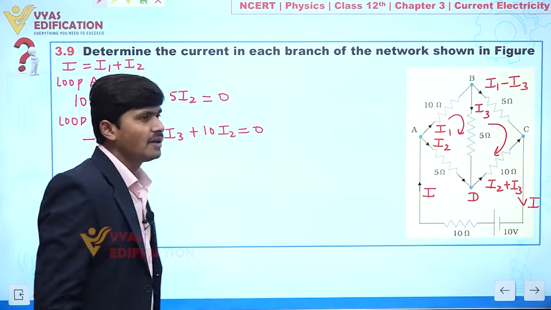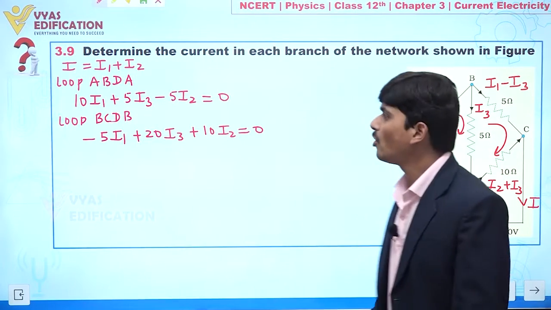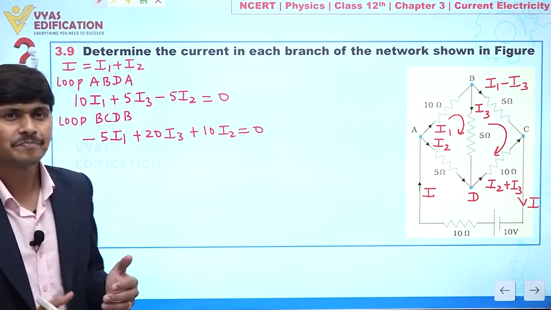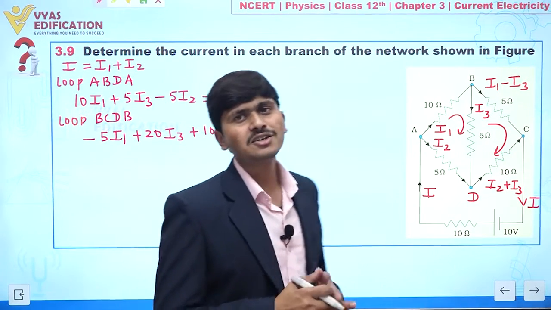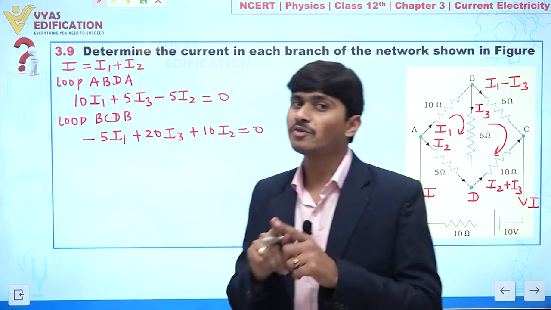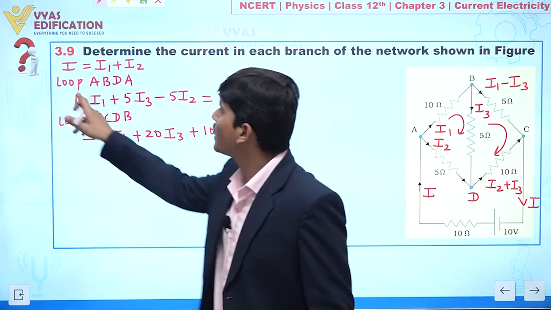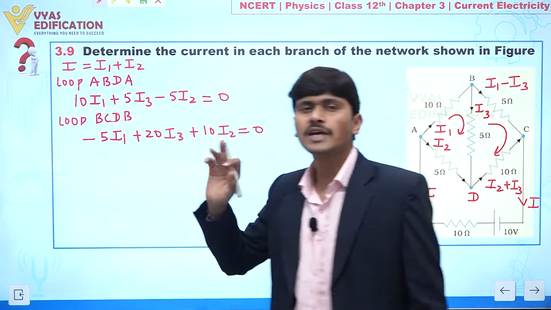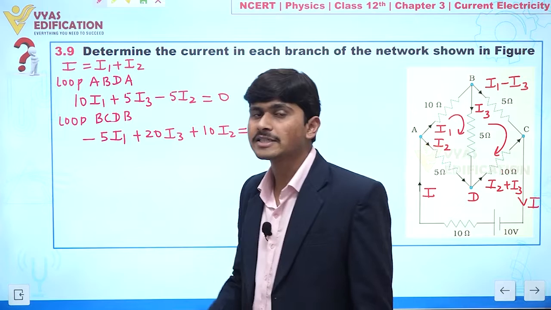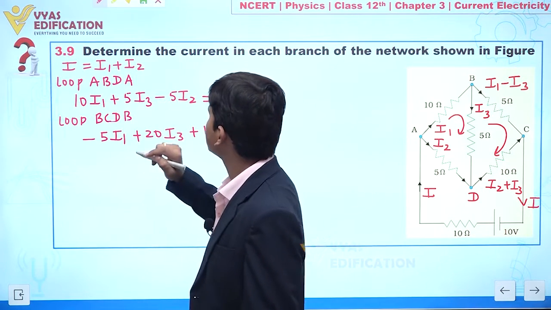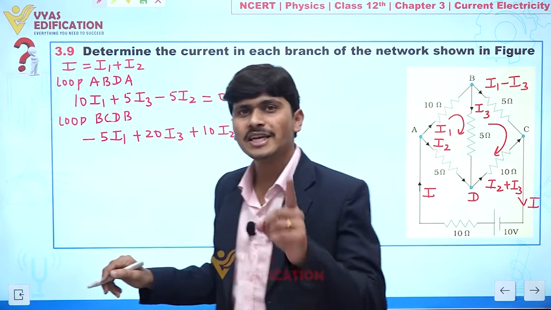Clear everyone? Now you can ask, sir, how many loops will we take here? My suggestion to you is that you take as many loops as the number of variables. Here we have the variables I, I1, I2, I3. It means we have 4 variables, so we need at least 4 equations. We have one equation, this one, 1, 2, 3. It means we need one more loop.